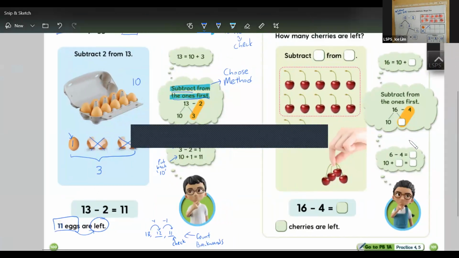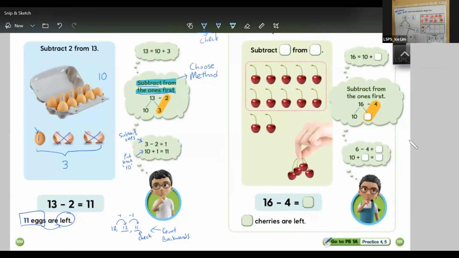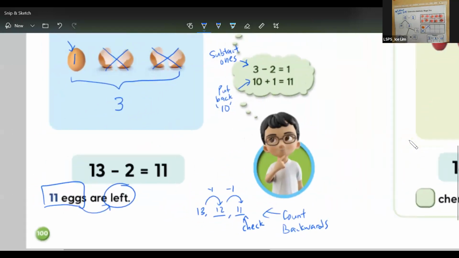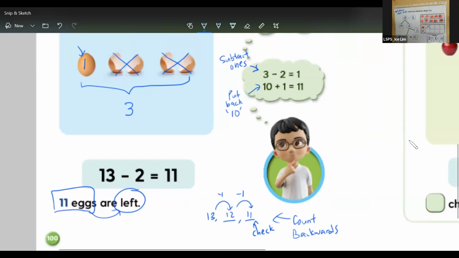Okay, which one? You're not yet done with? Here, this one, the eggs. Which part? Is it here? Okay. Now, then those of us who are already finished, you can move on to read the story about the cherries, okay?